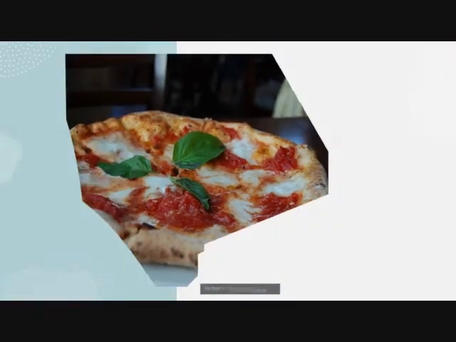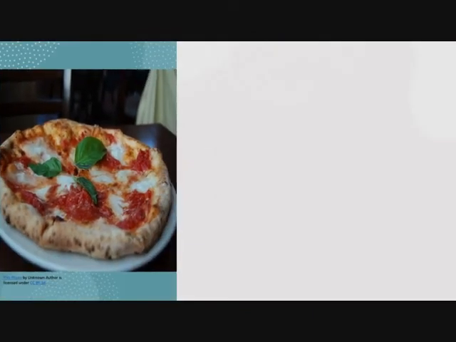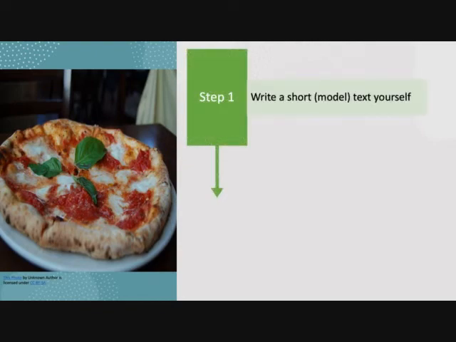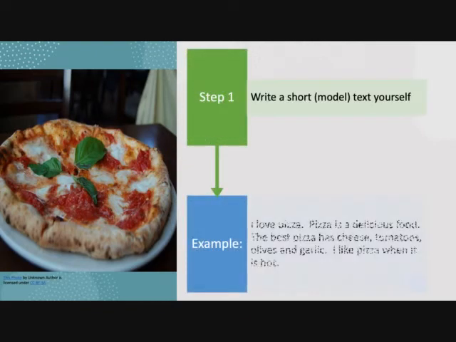Okay, so my first step, of course, is to write the short model text. So I would do something like this. I love pizza. Pizza is a delicious food. The best pizza has cheese, tomatoes, olives, and garlic. I like pizza when it is hot. So we've worked a few of those things together.